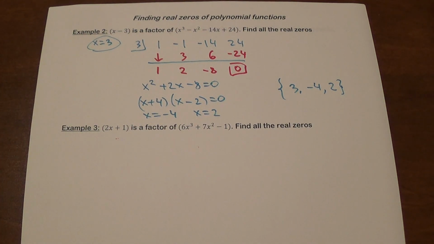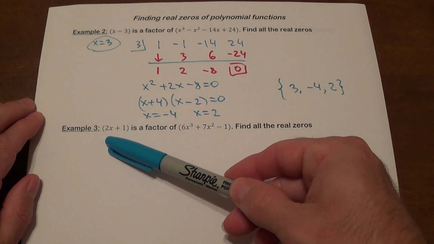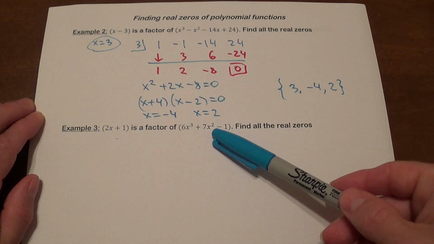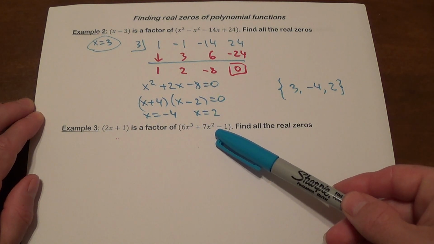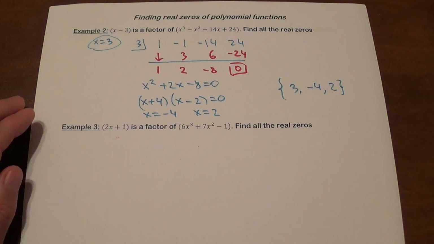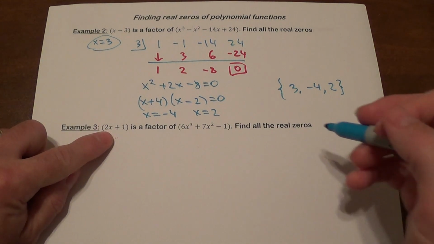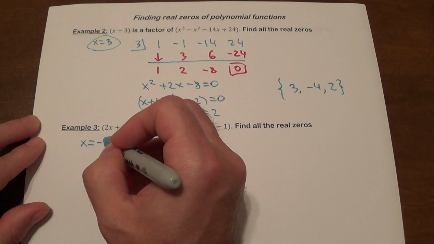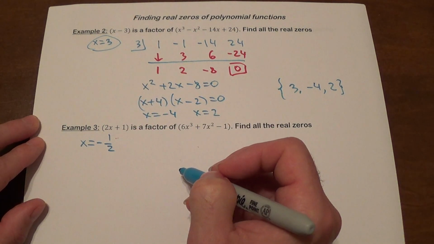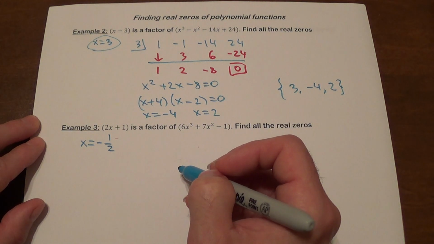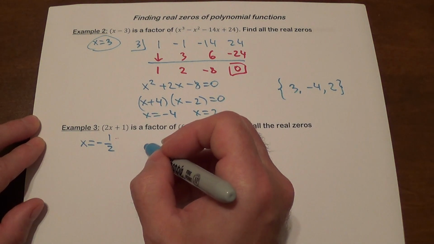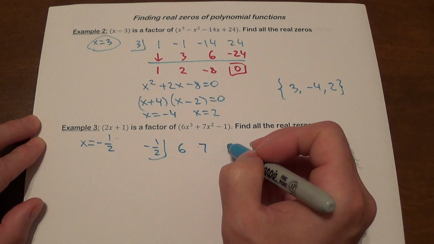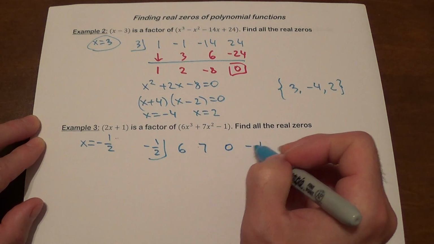So the next example: we have 2x plus 1, and we know it's a factor of this polynomial. Please note this one's missing x, so we have to put 0 for x. For this one, we set 2x plus 1 equal to 0, and x is going to equal -1/2. So we set this up with -1/2, and the coefficients are 6x cubed, 7x squared, 0x, -1.